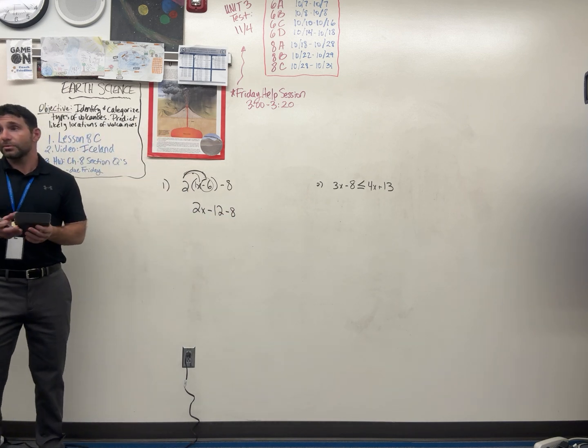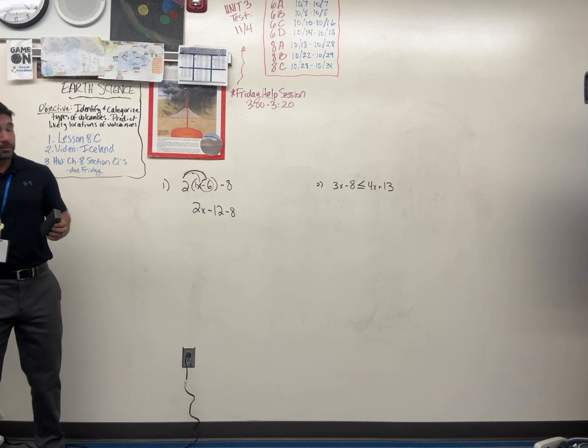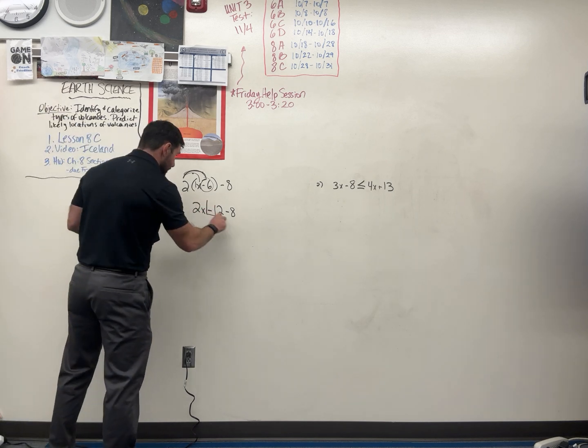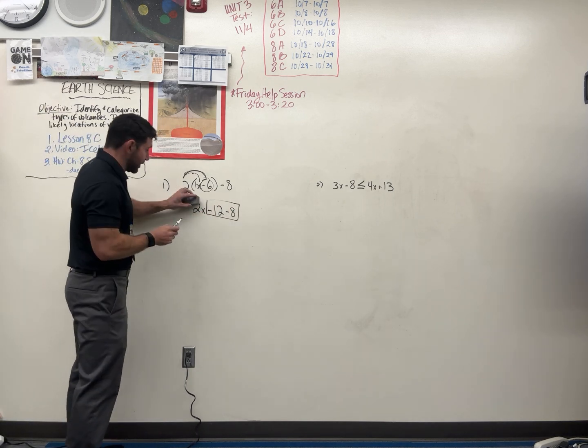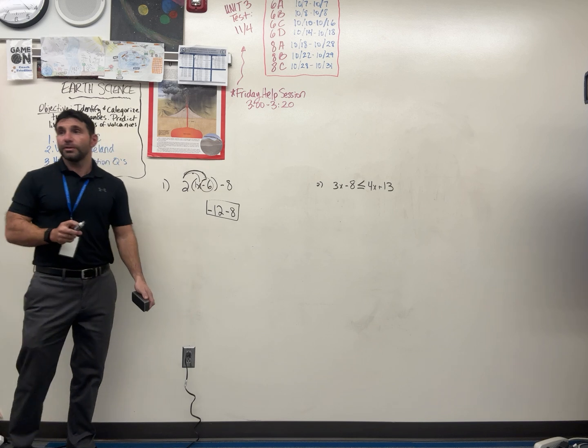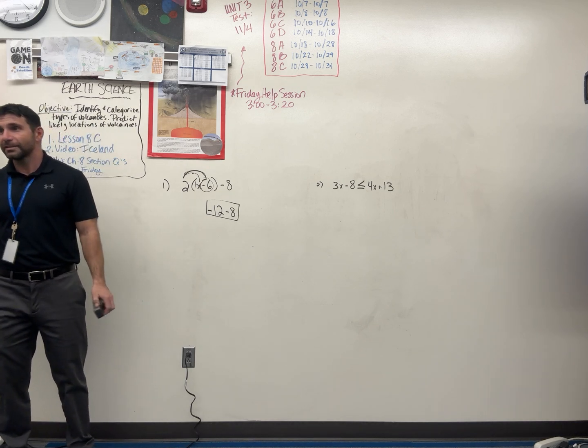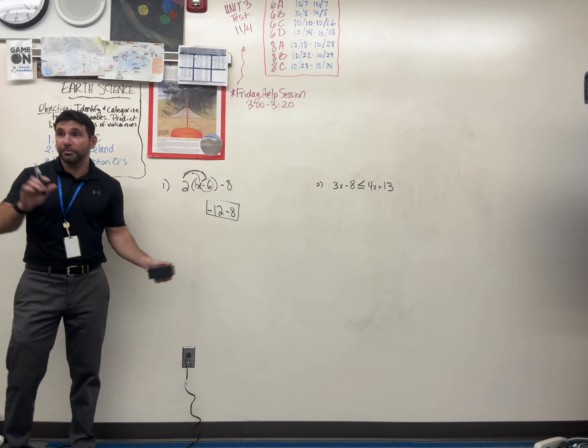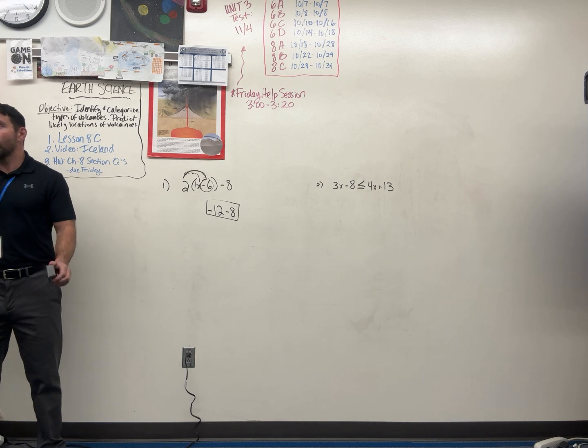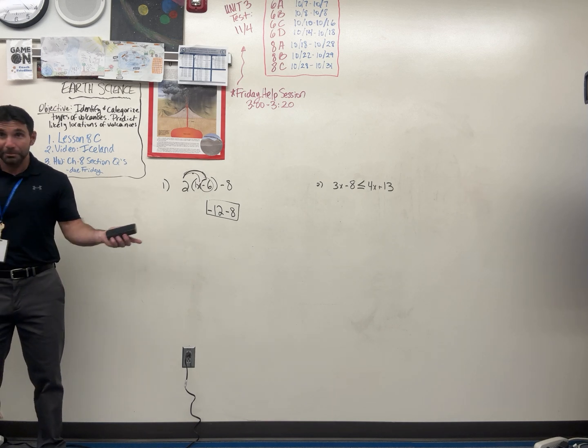Now, this is combining like terms. What are my like terms? Negative 12, negative 8. If you forget about 2x and I just gave you negative 12 minus 8, could you do that in your calculator? You owe me $12 and now you owe me 8 more. How much money do you owe me?